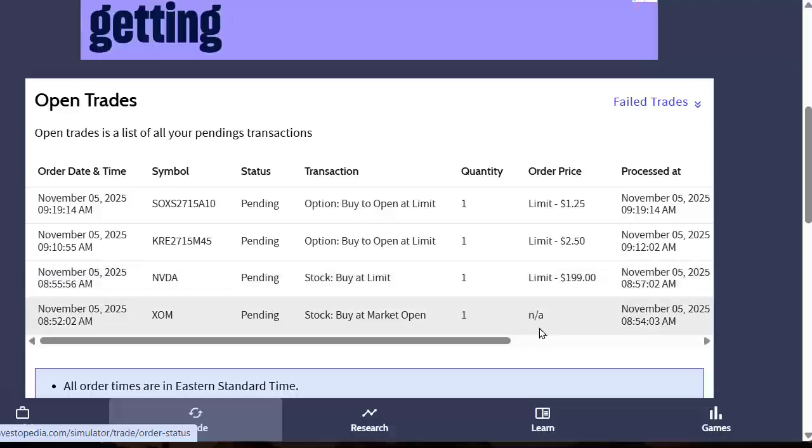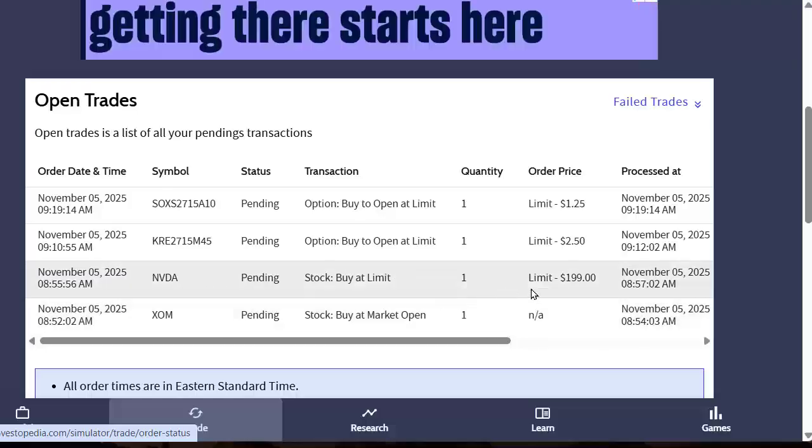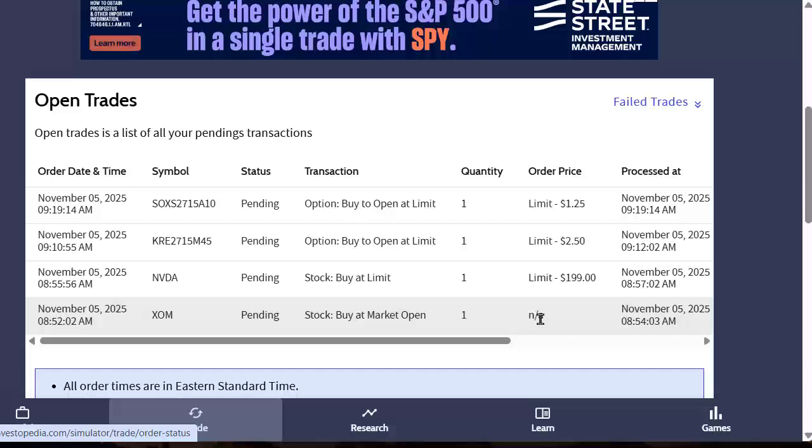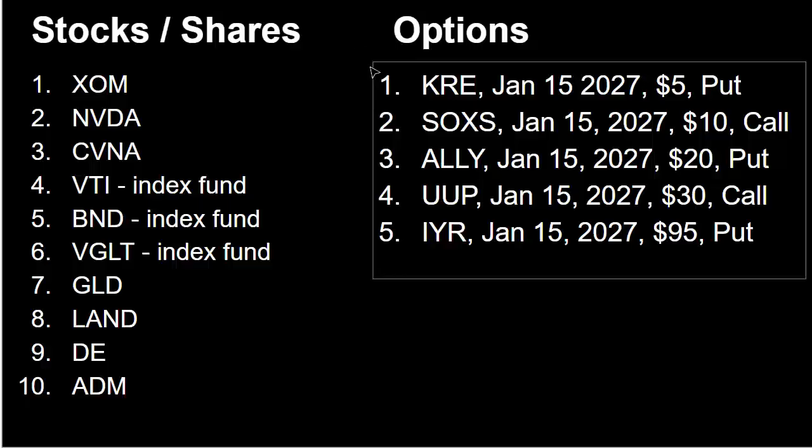Okay. Notice that first ExxonMobil, we didn't put a limit on it. We did put a limit on the NVDA, on the KRE, and on the SOXS. Okay. It'll say these are stocks, these are options. Let's take one more look at our full list, because this is the list, if you're in my class, that you need to put in. So again, we already have 2 of those options in. We're also going to try 3 other ones.